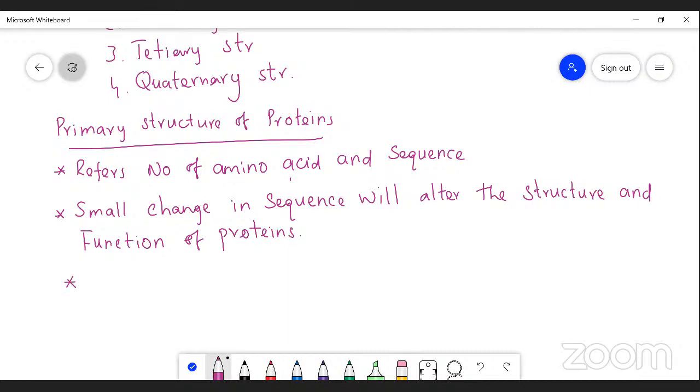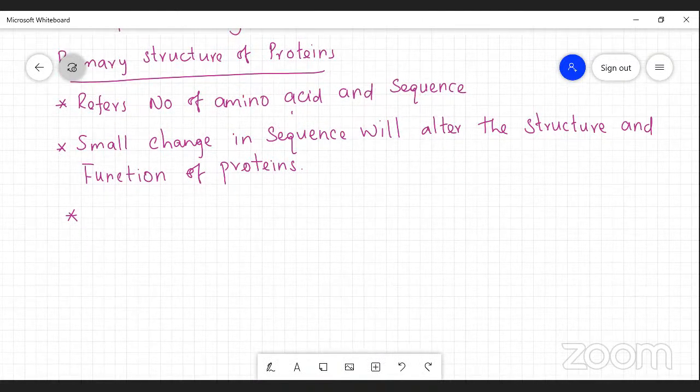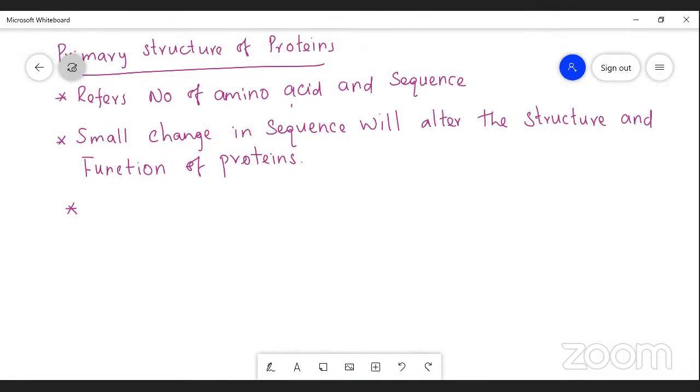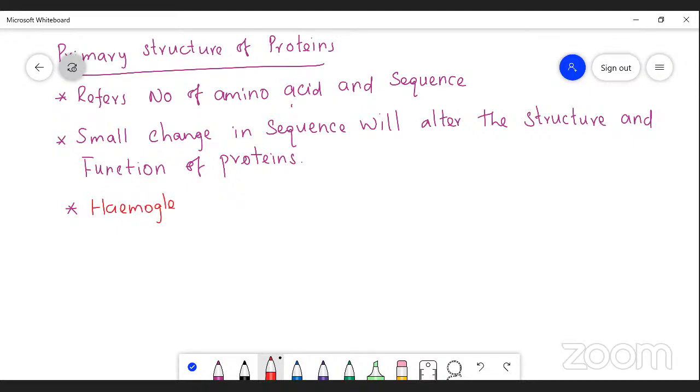Suppose we take hemoglobin. The primary structure refers to the number of amino acids and their sequence, and a small change in sequence will alter the structure and function of proteins. What is hemoglobin? It is found in red blood cells and carries oxygen from the lungs to tissues. This is the function of hemoglobin.